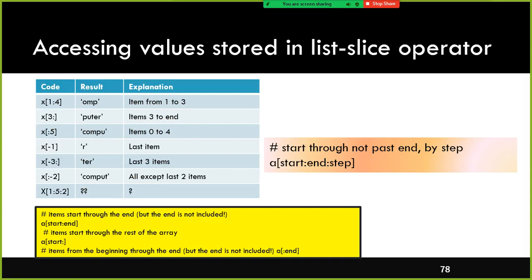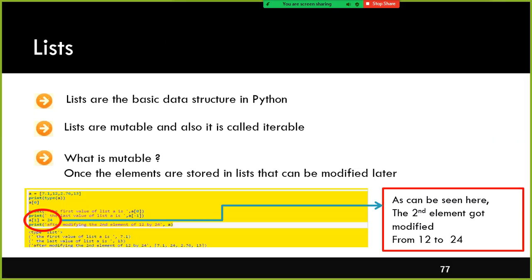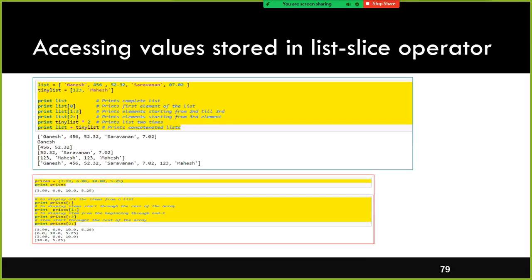So in my thing, what other things can we do? The same thing, right? The list slice operator, 1:4, starts from the first value to the end. Start, end, step value is also possible, and updation also I showed you. Print complete list and tiny list into 2, and all these things are possible.